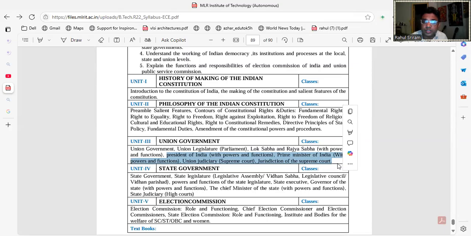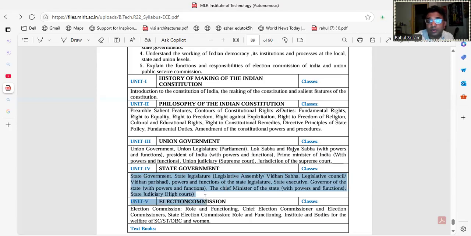There will be the jurisdiction of the Supreme Court, meaning the judgments of the Supreme Court and how it judges the different cases. State government means states like Telangana, Andhra Pradesh. State Assembly, Vidhan Sabha, State Council, Vidhan Parishad. Powers and functions of the state legislature. The state executive, governor of the state; we have to learn their powers and functions. Next, chief minister, state powers and functions, state judiciary, high court.